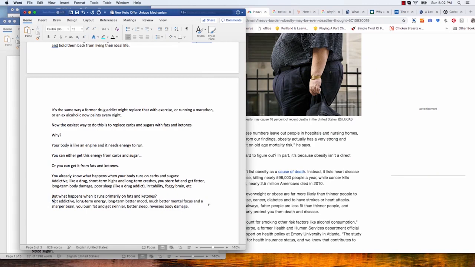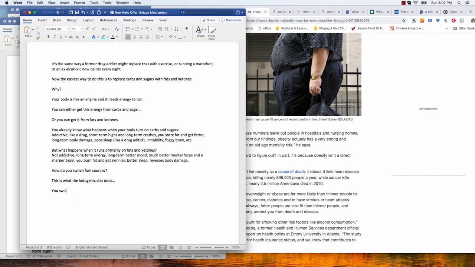Right, not addictive, long-term, blah, blah, blah. So how do you replace this? How do you switch fuel sources? Right, this is what the ketogenic diet does. You switch from running on carbs to running on fats, and it's like getting clean and experiencing the world.